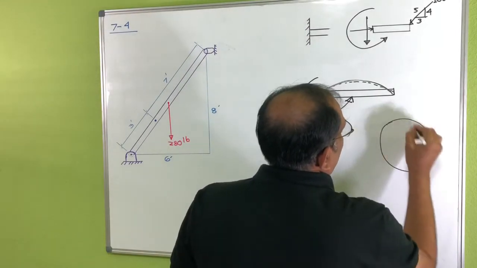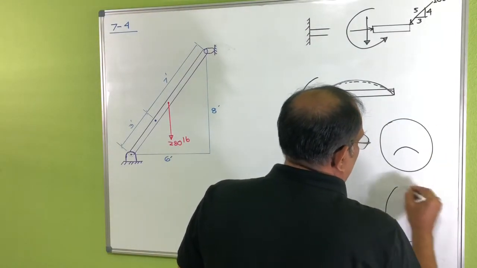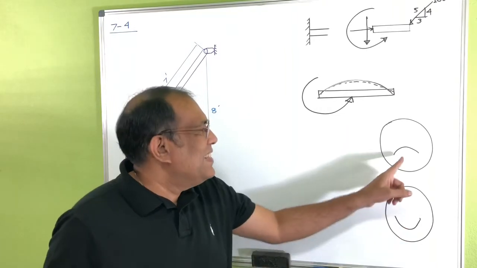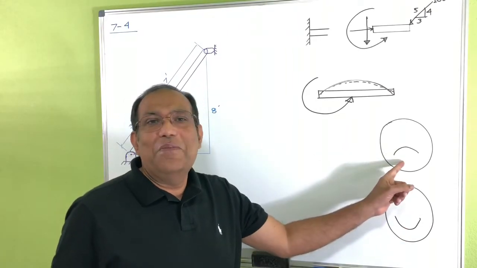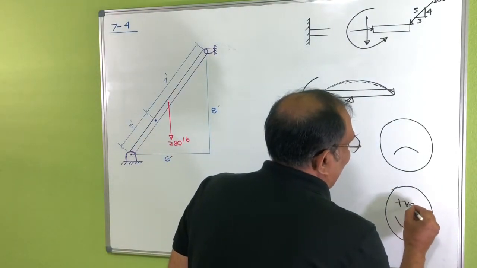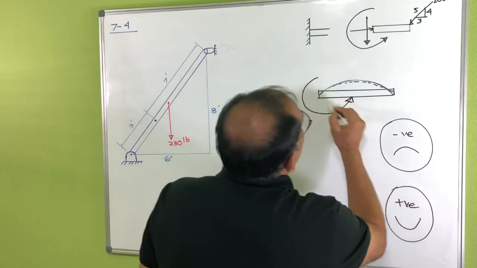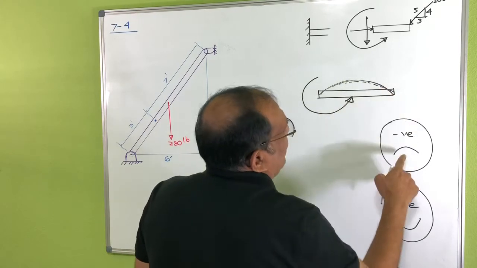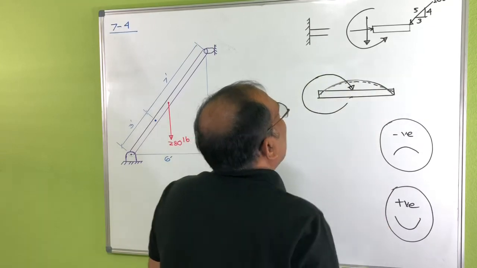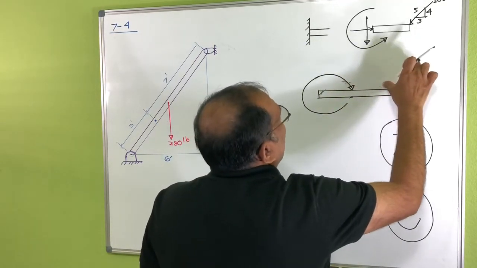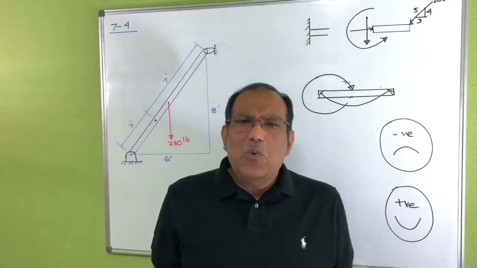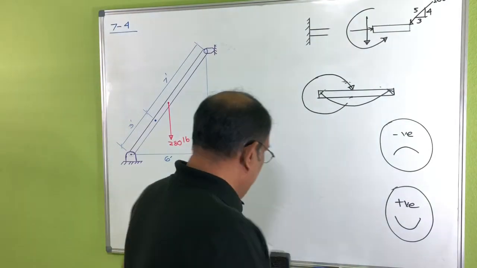When this one is like this, and when this one is like this, then this is positive. Okay? This is negative. Sad face is negative. Smiley face is positive. If this one here is trying to make that one a sad face, so this is negative. If I have a moment like this, which is actually trying to make that one like this, then this one will be positive. You can see that one a little bit different way though.